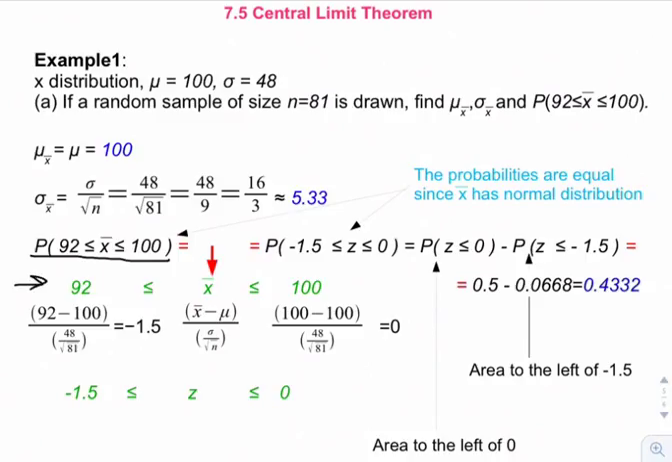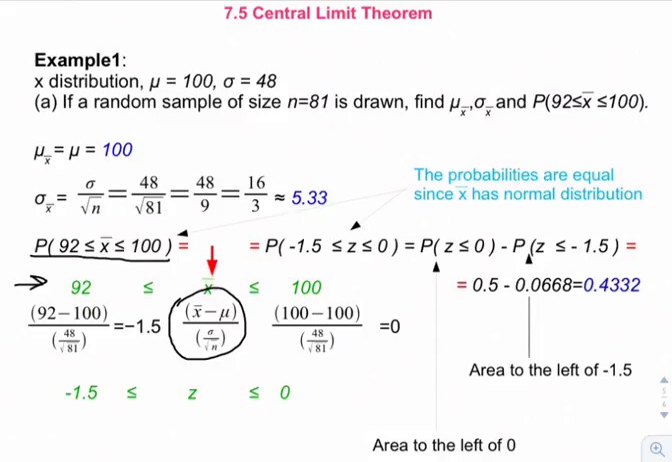So we know that in the middle, this is the formula that we're going to use. On the left, we have 92 minus 100 divided by the quotient 48 over square root of 81. On the right, very similar, we have 100 minus 100, so we don't have to do anything further. We notice the numerator is 0, so the whole quotient is 0.